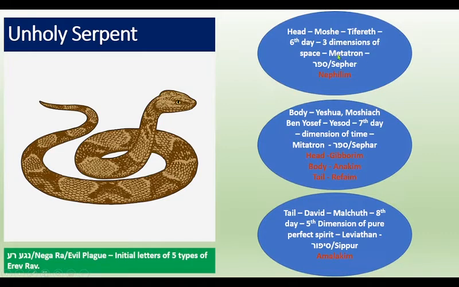But in mystical terms, that would be a serpent, what would be called the great serpent, and it would appear that it's got three aspects to it, just like the letter Aleph. It's got what's called Metatron, that's represented by Moshe. It's got Metatron, which is the seventh day, the Shabbat, represented by Yeshua. And then it's got this concept of the world to come, pure spirituality, which is represented by King David and Leviathan. Leviathan has got the exact same gematria as Malkuth.